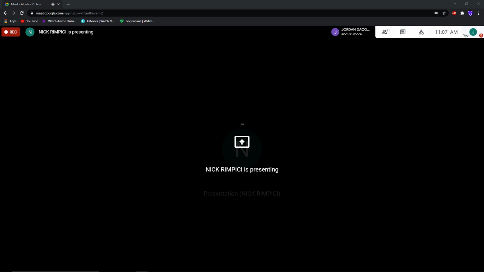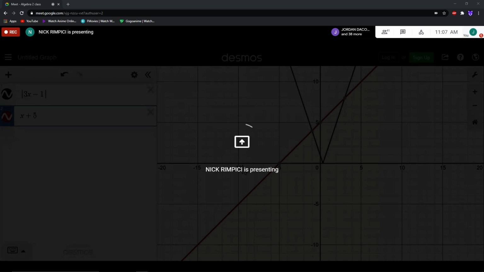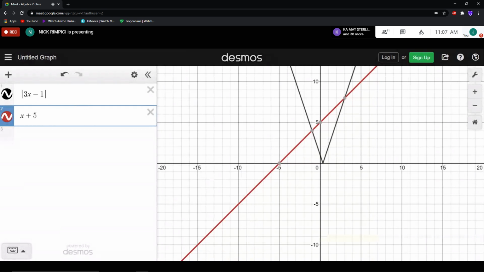Okay, which we did a little while ago. Let it load. If you graph 3x minus 1 and then x plus 5, you can see the solutions are -1, that's my x, and 3, that's my other x. So -1 and 3 are my solutions graphically.